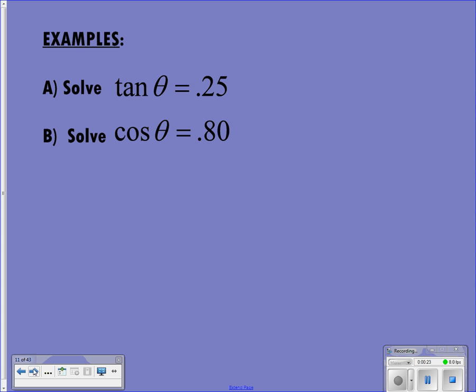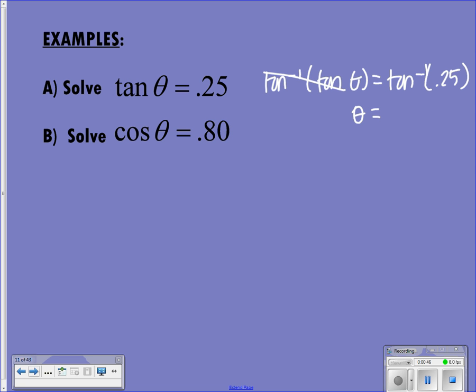So if I wanted to solve tan of theta equals 0.25, what I would need to do is take the inverse of each side. So I would really do tan inverse of tan of theta equals tan inverse of 0.25. Now tan and the inverse cancel, so that gives me theta equals tan inverse of 0.25.